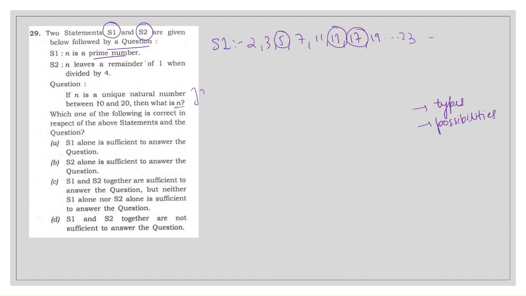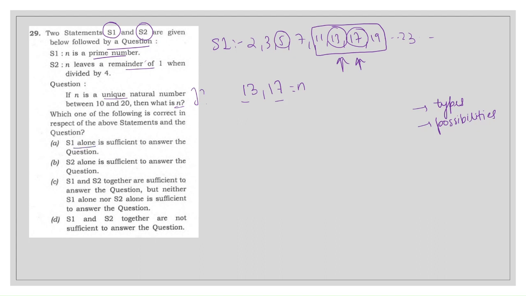And the question says if n is a unique natural number, that is, we are talking about a natural number which lies between 10 and 20, which means that n is one of the prime numbers present here. But out of these, the ones with remainder 1, as statement 2 says, are just 13 and 17. So we have two answers here, that is, there are two such numbers. n can have two possible values, 13 and 17 are the two possible values of n. So they're asking which one of the following is correct in respect to the above statements and the question.